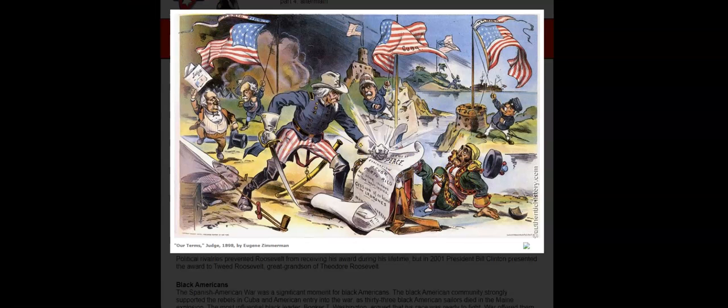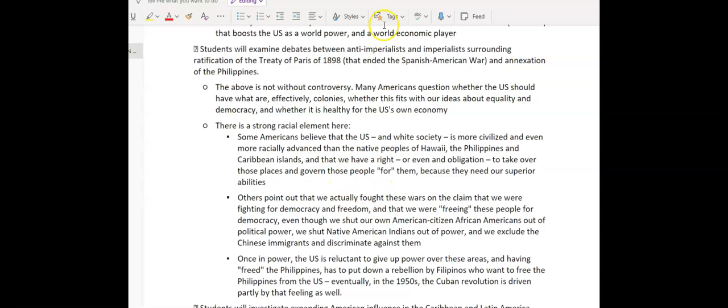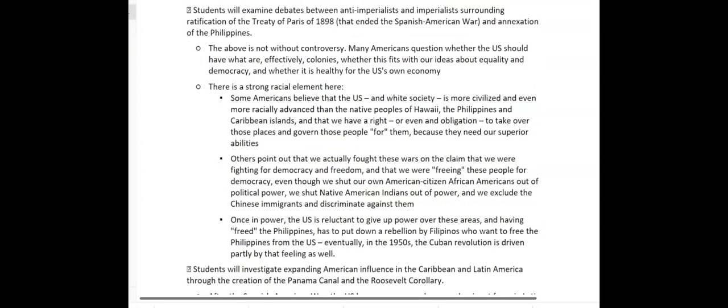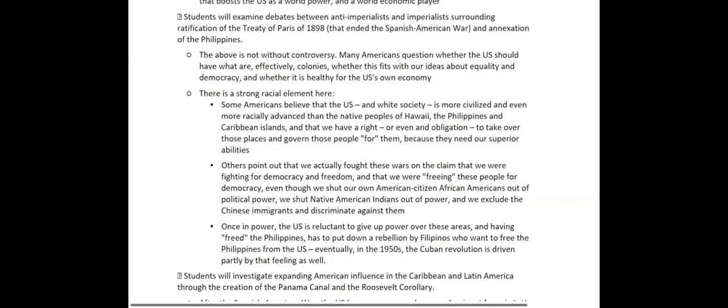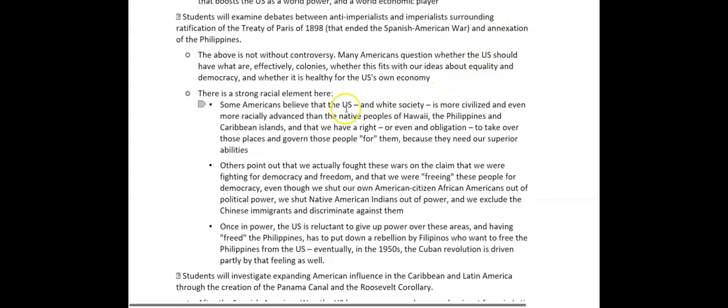So, bottom line, this was a controversial thing. You had many Americans who questioned whether the U.S. should have what are effectively colonies, and whether this fits with our ideas about equality and democracy, and whether it's healthy for the U.S.'s own economy, since you're going to have businesses here that have to compete with that. There's a strong racial element here, as I said.